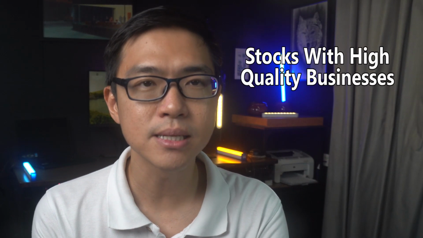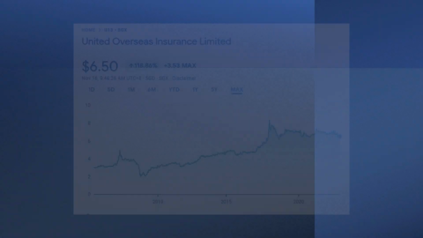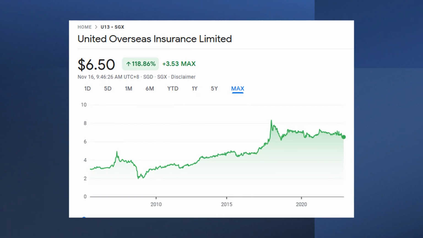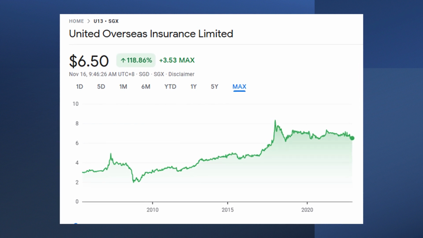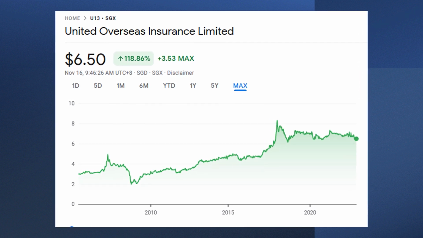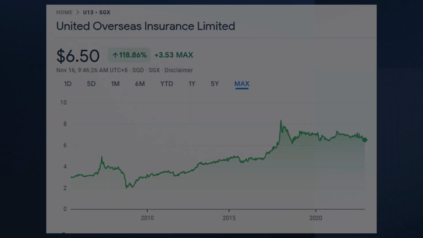And some of the stocks that give me the most comfort and save me a lot of time on monitoring are stocks with high quality businesses and also stocks with a very simple business model. Say for example, in Singapore, a company like United Overseas Insurance has a very simple business model of selling general insurance. The business is also recurring in nature and tends to grow slowly. It almost doesn't matter who is managing the business, and in that sense, there's really nothing much to monitor.